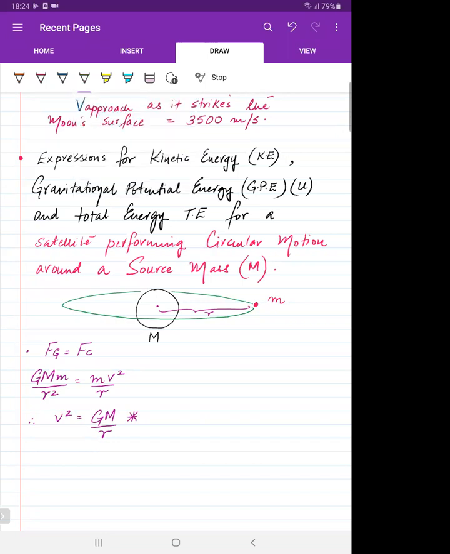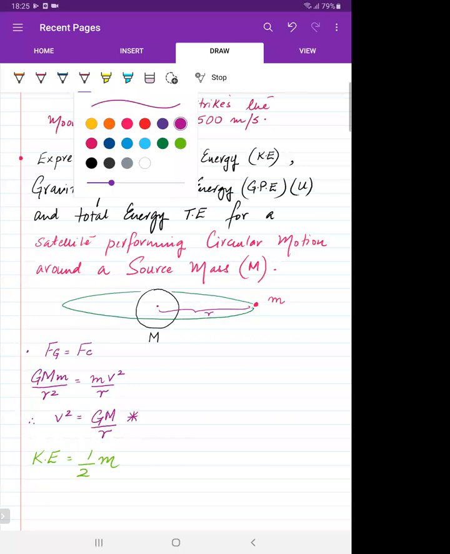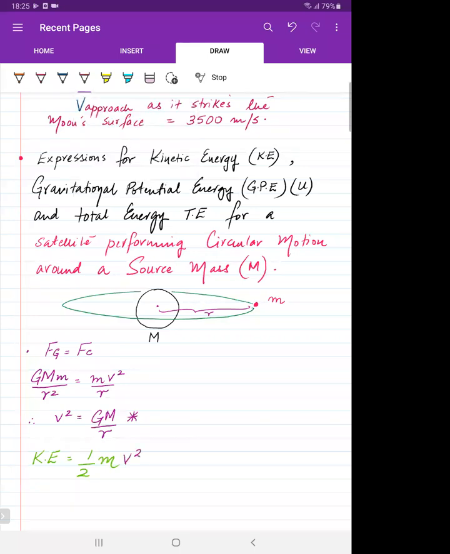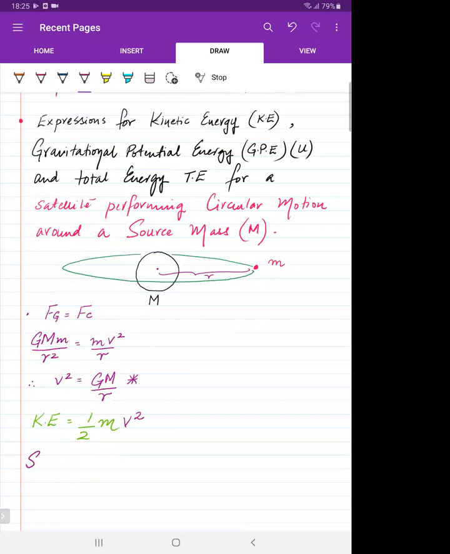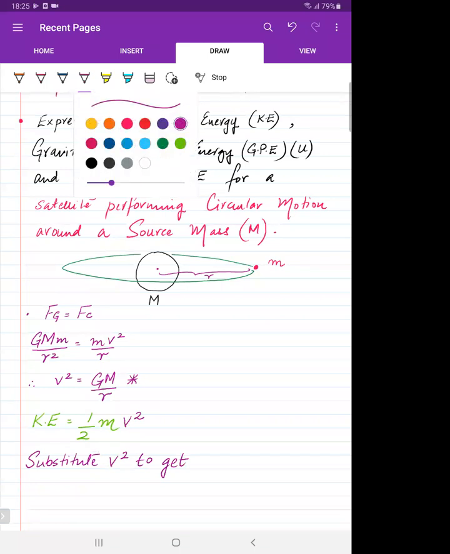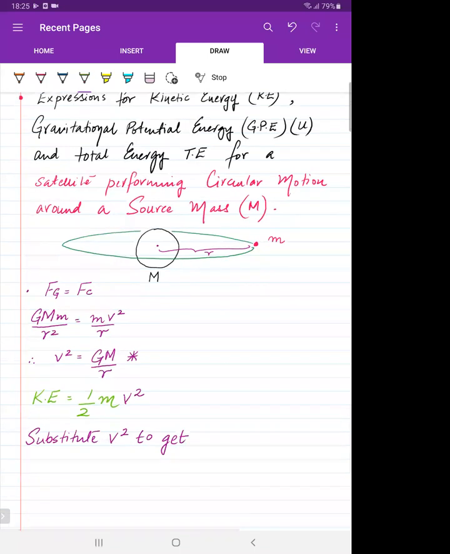So एक ये result आ गया. And then since you are interested in obtaining the answer for kinetic energy, so kinetic energy will be half m v square. So substitute v square to get the first result. Substitute आप कर लो. तो यार आपका first result kinetic energy का आ जाएगा.